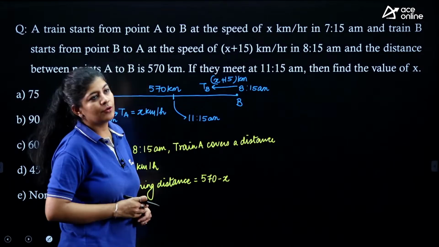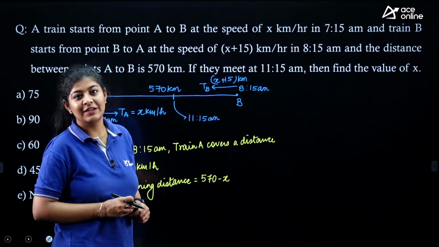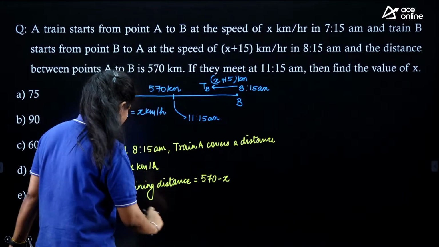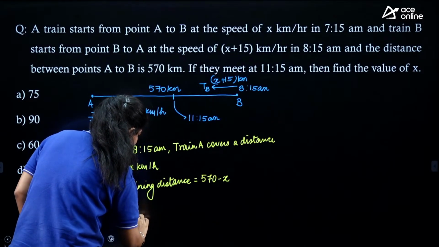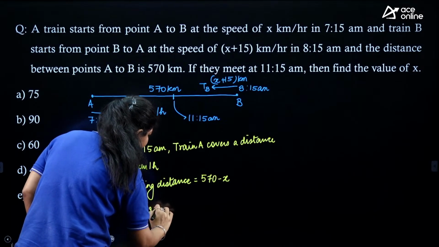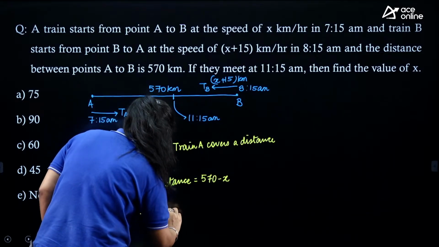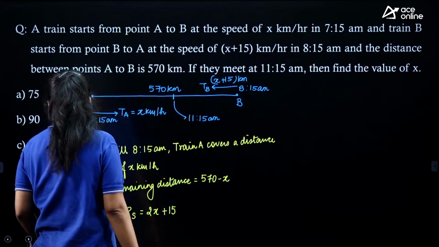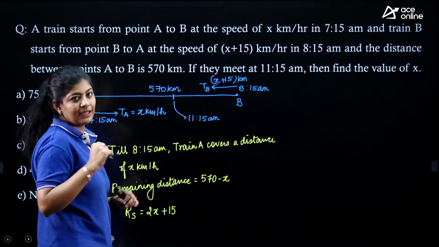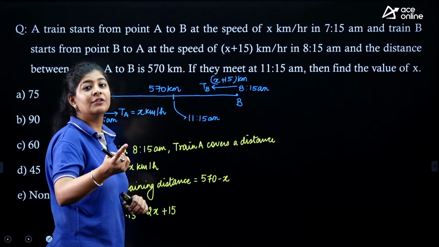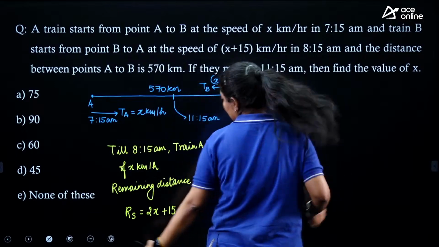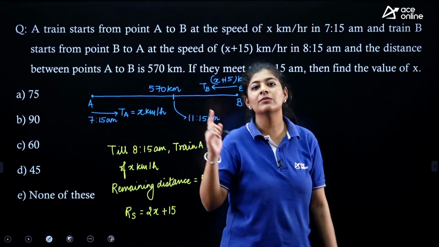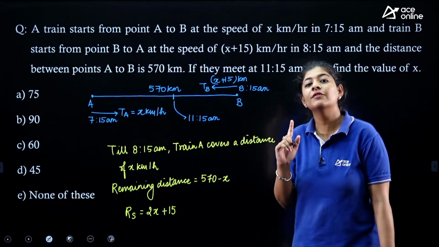Now we need to use the concept of relative speed as well, as both of the trains are moving from opposite directions. So the relative speed that we got over here is 2x plus 15. This is the relative speed. Now from 8:15 am, they are meeting after 3 hours, as they are meeting at 11:15 am. So the time difference is 3 hours.